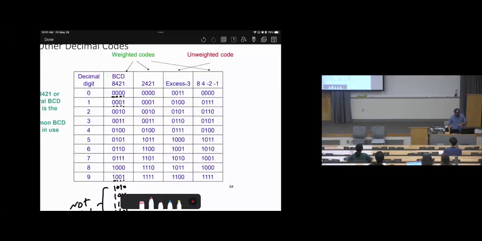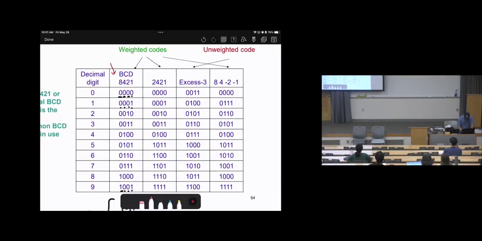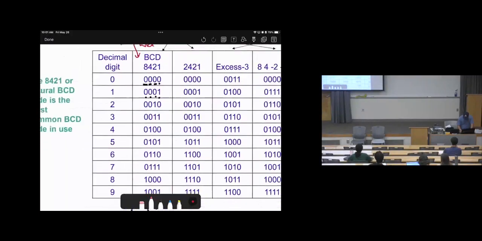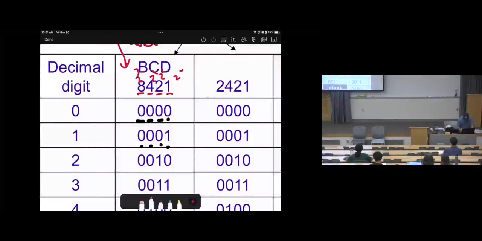Like what? So this is BCD again. This is the most commonly used. Then here, look at the BCD, the weights 8, 4, 2, 1. What does this mean? This comes from 2 power 0, 2 power 1, 2 power 2, 2 power 3. These numbers.